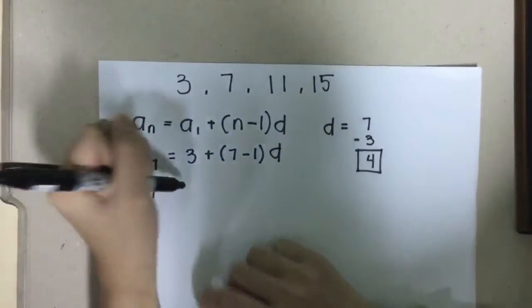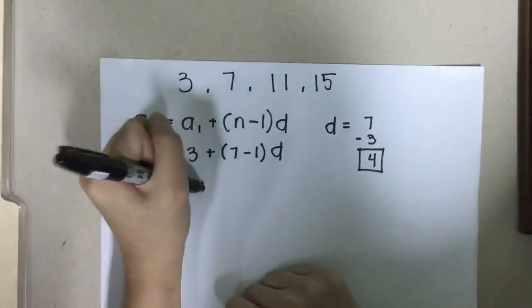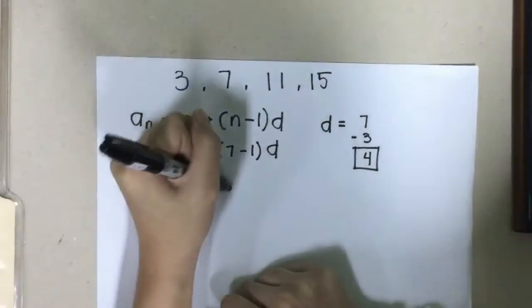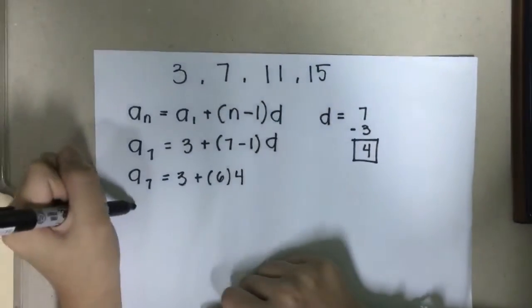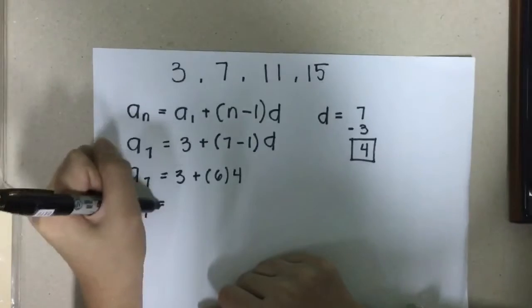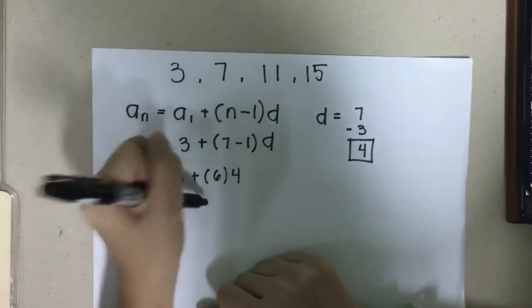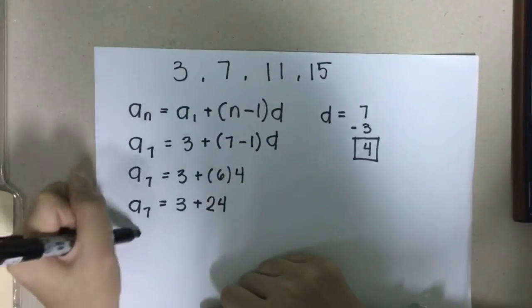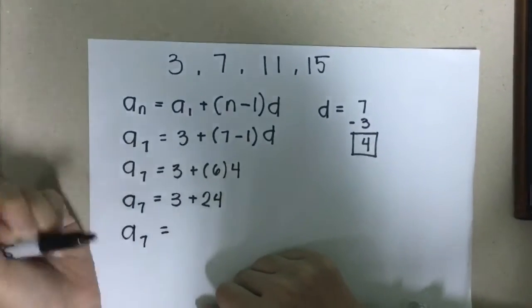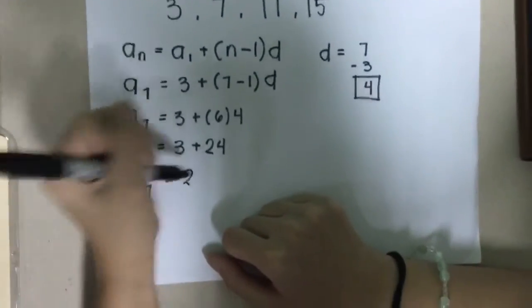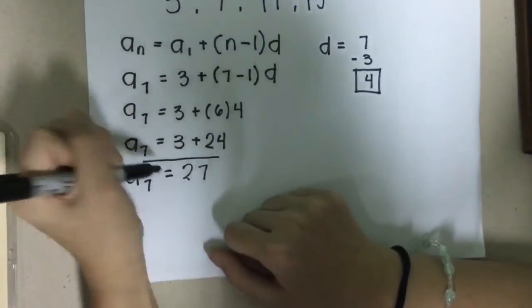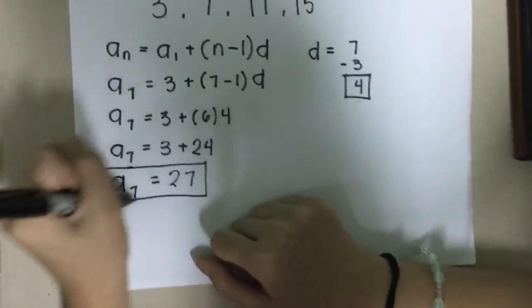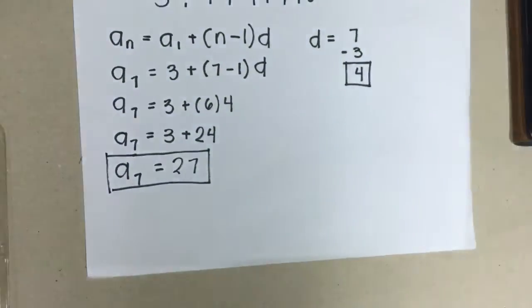A sub 7 equals 3 plus 6 times 4, will be a sub 7 equals 3 plus 24. Then a sub 7 equals 3 plus 24 will be a sub 7 equals 27.